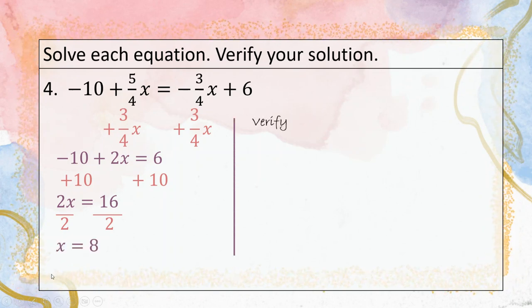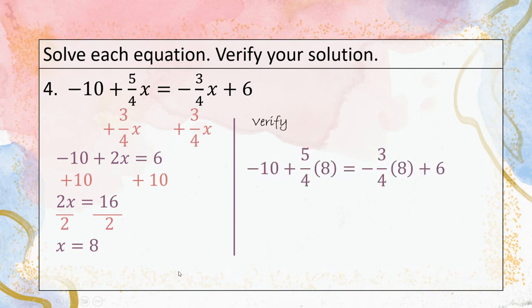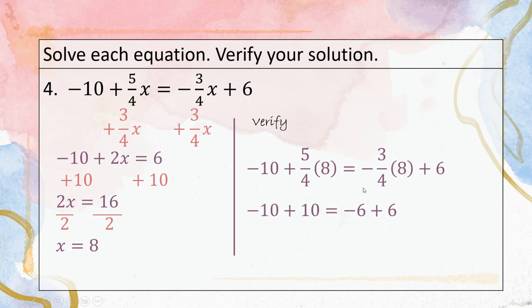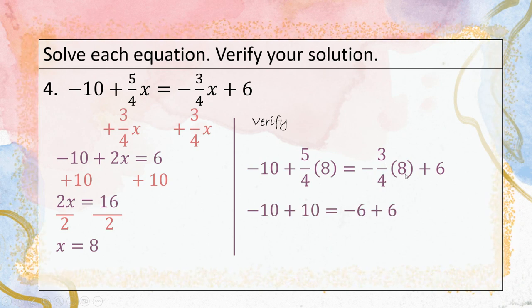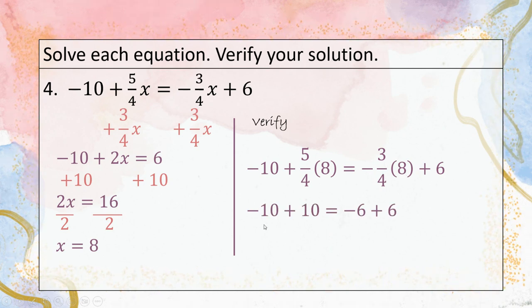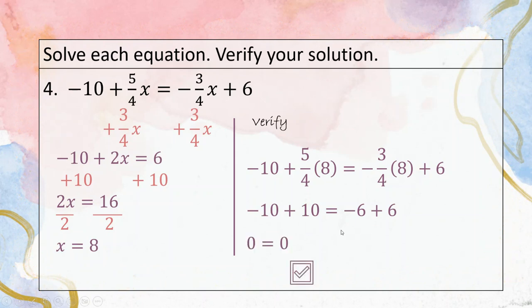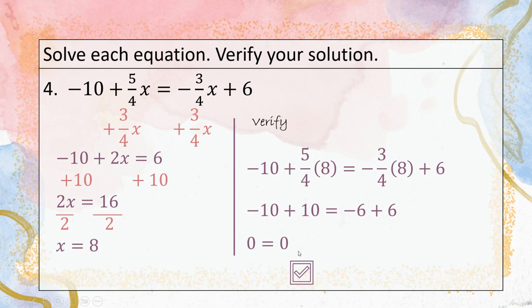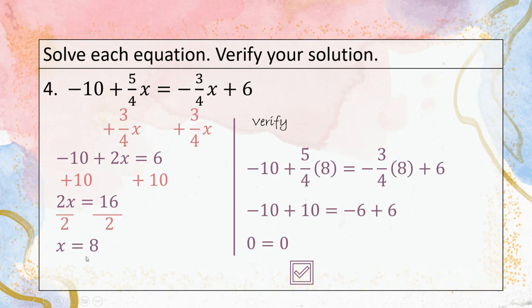To verify that, I'm going to substitute 8 in for x. 5/4 times 8 would be 10. Negative 3/4 times 8 would be negative 6. And we get negative 10 plus 10, which is 0. Negative 6 plus 6, which is also 0. So 0 equals 0 is a true statement. So that verifies that 8 is the solution.